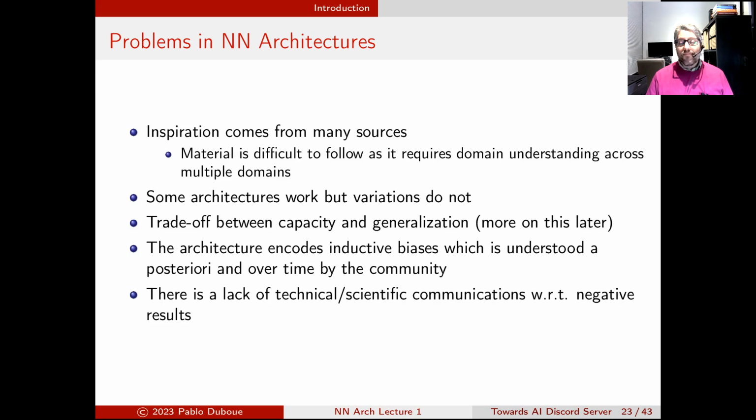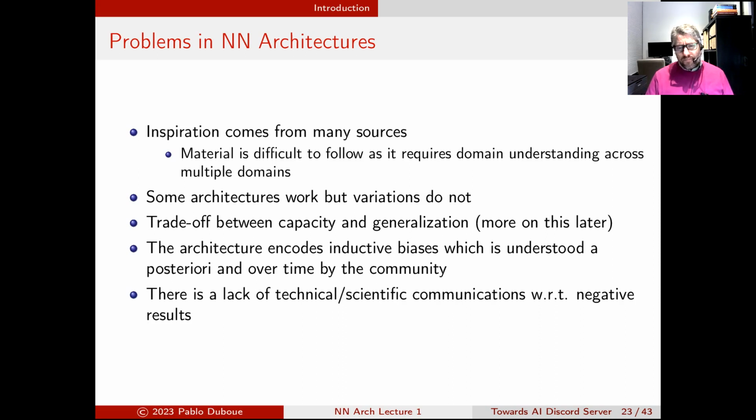Overall, the evolution of the field of neural network architectures is quite driven by: we found something that works, and we just use it. And then over time, we start building understanding about why it works. But that takes time, and it's quite a posteriori.